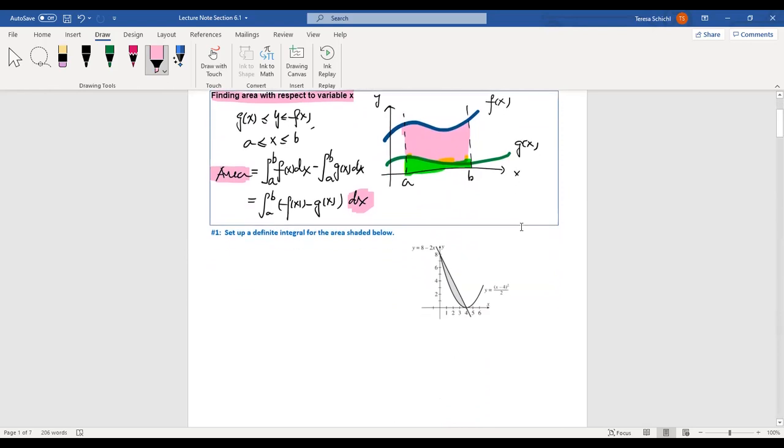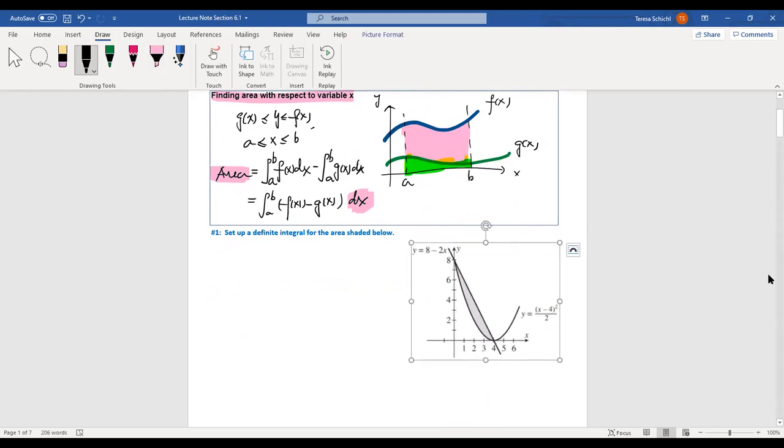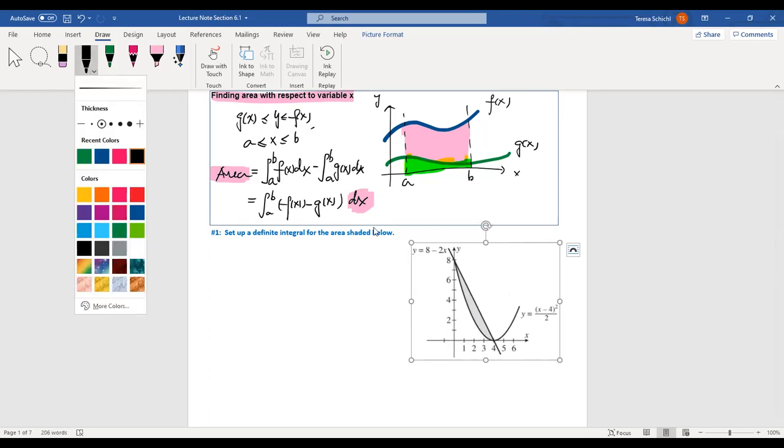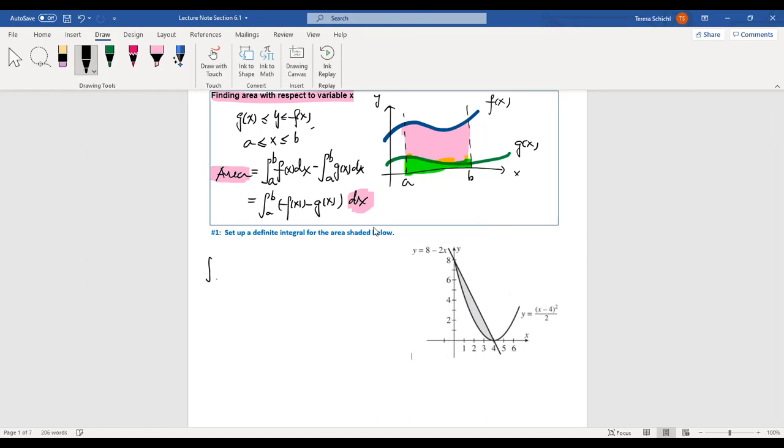Okay, so now let's take a look here. Number one: set up a definite integral for the area shaded below. So this is the area shaded below here. Let me enlarge it a little bit. So for this area, I know I'm integrating, from where to where? x is from 0 to 4, right?